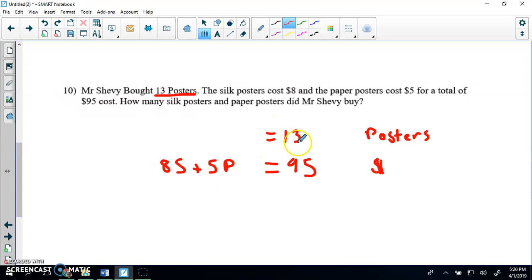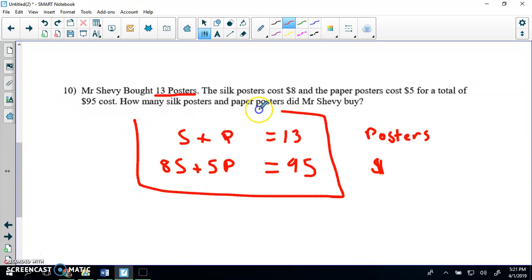Now, what about the one up here? 13 posters. Well, what will equal 13 posters? Well, if I take my silk posters plus my paper posters, those should give me 13 posters, period. All right. And that is it. Okay, that is how I deal with that. 13 is a total. I'm just taking my silk plus my paper. Should add up to 13.